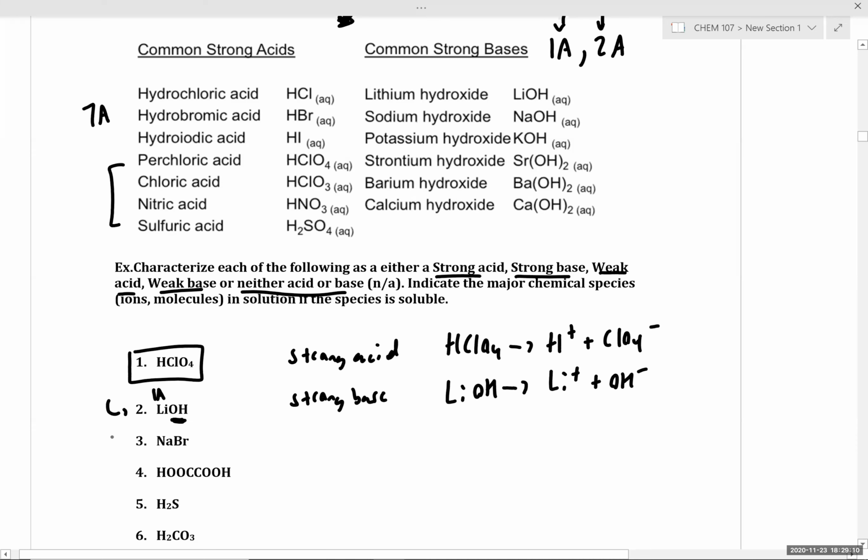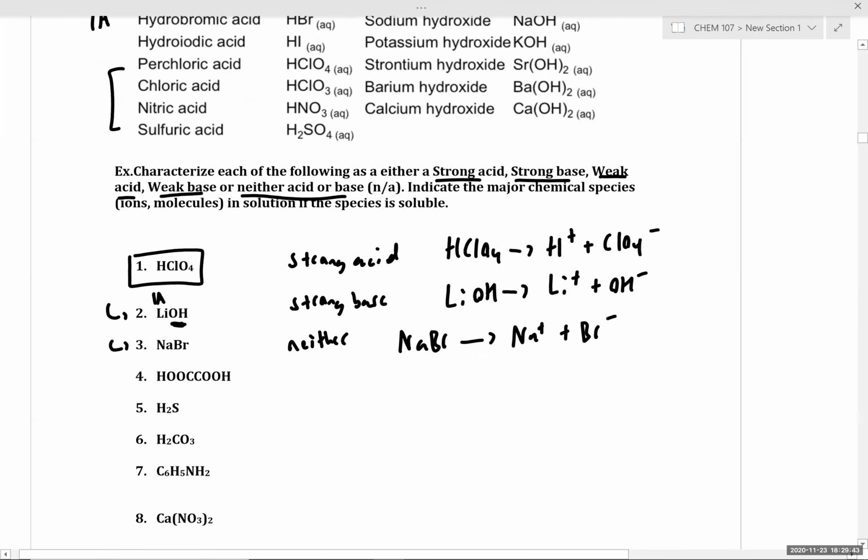Let's look at this next case, sodium bromide. Are there any features of an acid or base in sodium bromide? Anything that reminds us of an acid or base? Neither. Neither, exactly right. It is still soluble, so it will break down to sodium plus and Br minus. Just no H plus or hydroxide floating around in solution.